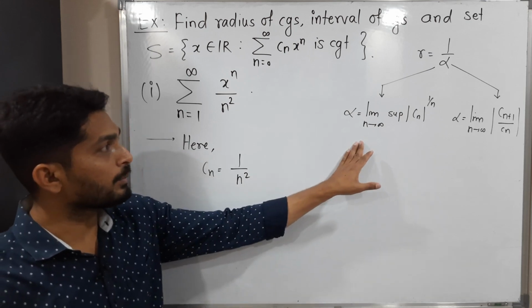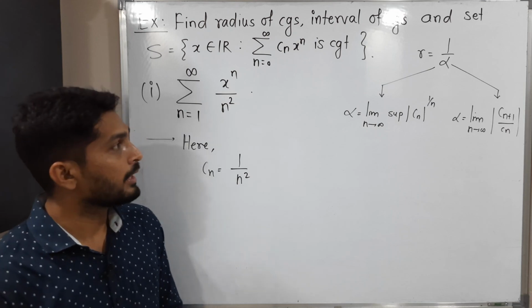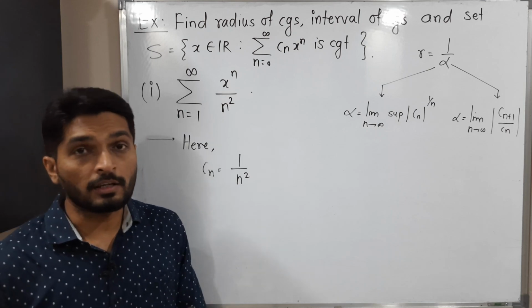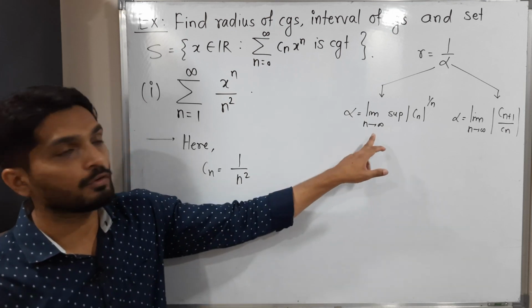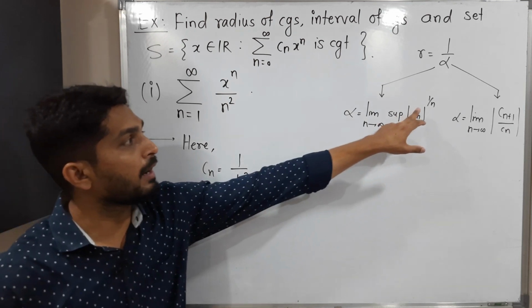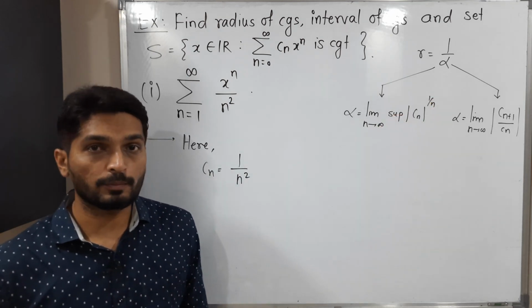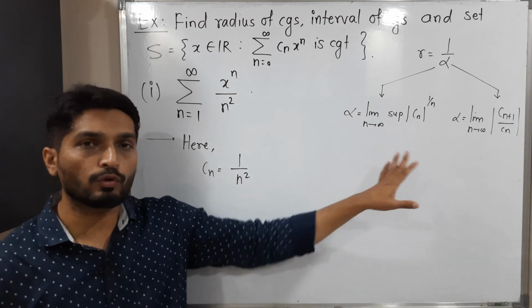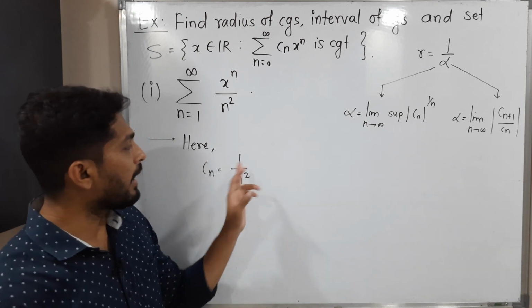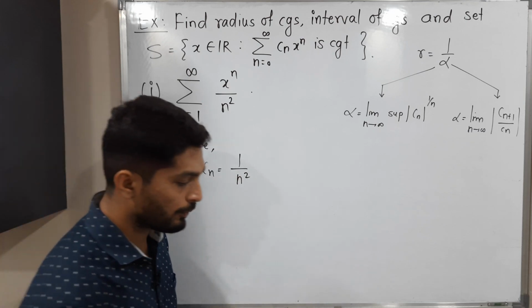Now the question is which formula we have to use to find the value of alpha. Generally, my suggestion is if in a power we already have n, then we go for the first formula. If in a power you have n, that n and 1 by n will get cancelled, and easily we will get an answer. Otherwise, it is better to go for the second formula. Here in the power there is no n, so I will go for the second formula.